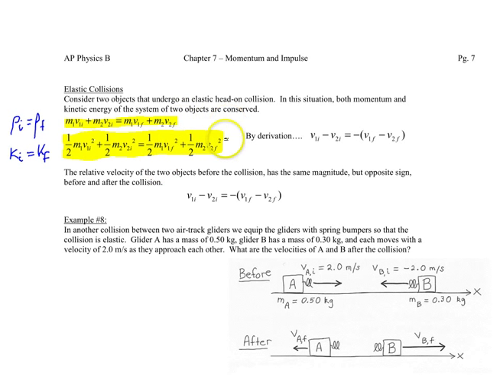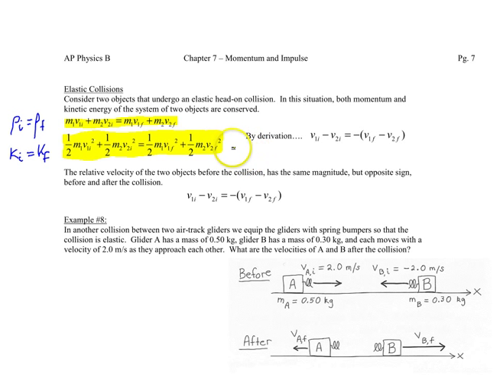And these two equations are sufficient to figure out the velocities of two objects after the collision, as shown in example 8. You have object A here and object B both going towards each other, and what you're asked to do is to figure out the final velocity of both of these. And you could use that, but as you may notice in the kinetic energy formula, there's a v final squared here and another v final squared here, and that can be a little bit harder to work with.